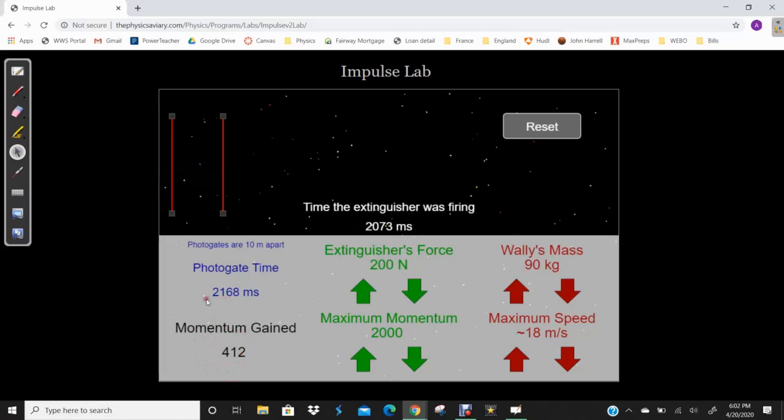You can see that the photogate time went way up again. It's now in the 2000s, and that's because of Wally's mass being increased. His mass is increased means that his velocity must decrease, so he's obviously moving a lot slower if this time increases, right? So just a little bit of a demo for you, so that you can see how when I give an impulse to Wally, and I never change that, the momentum that's gained is always the same, because it's directly correlated to that. And that is what we call the impulse momentum theorem.